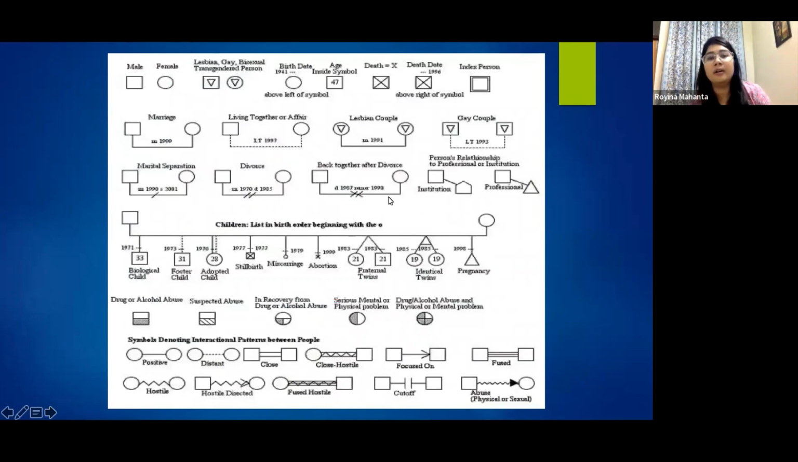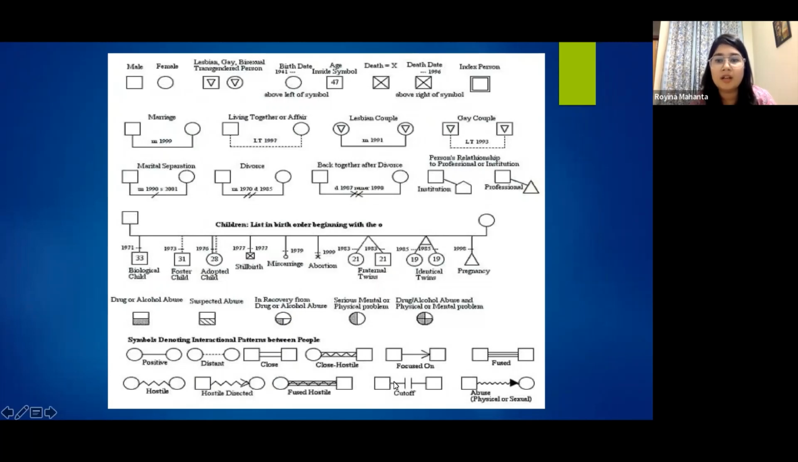When we do a genogram session in family therapy, it particularly takes one whole session. Unlike in psychiatric history taking, this is not a very brief exercise, but we look in detail at the relationships or interactional patterns between people. Some of these symbols, for example, two lines denote a close relationship. And the zigzag line denotes that there is hostility between two family members. Three lines indicate that there is over-involvement, which is called a fused relationship between two family members. And when there is hostility as well as a close relationship, it leads to a close hostile relationship, which is shown by two lines and then a zigzag line.